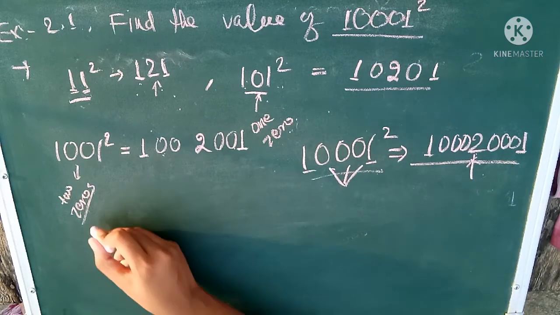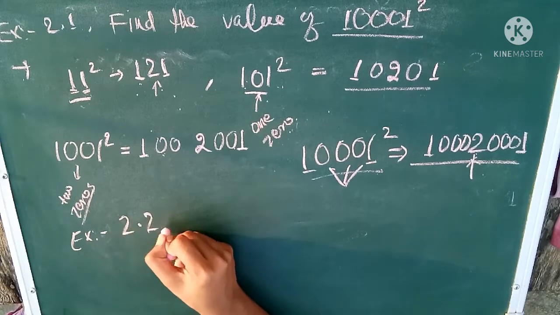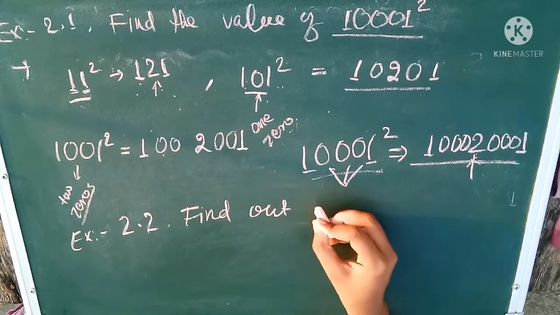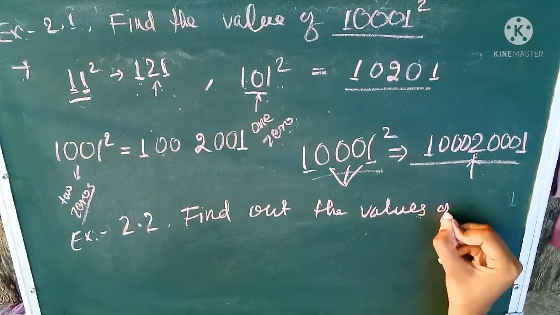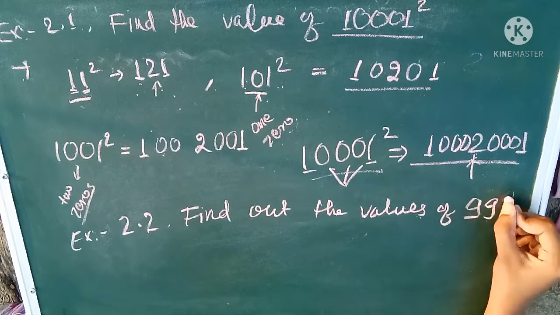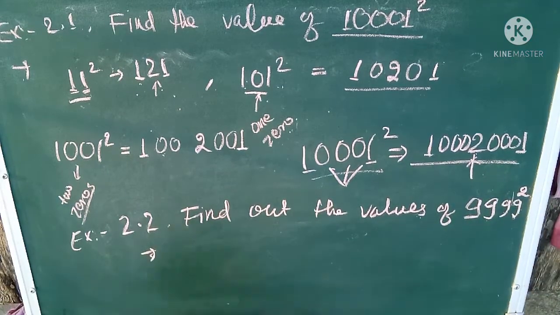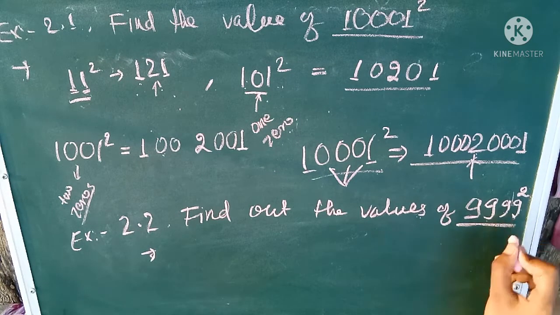The next example we have is example 2.2, and it says that we have to find out the value of 49 square. So here also we will use the patterns, observe the patterns and find the answers.